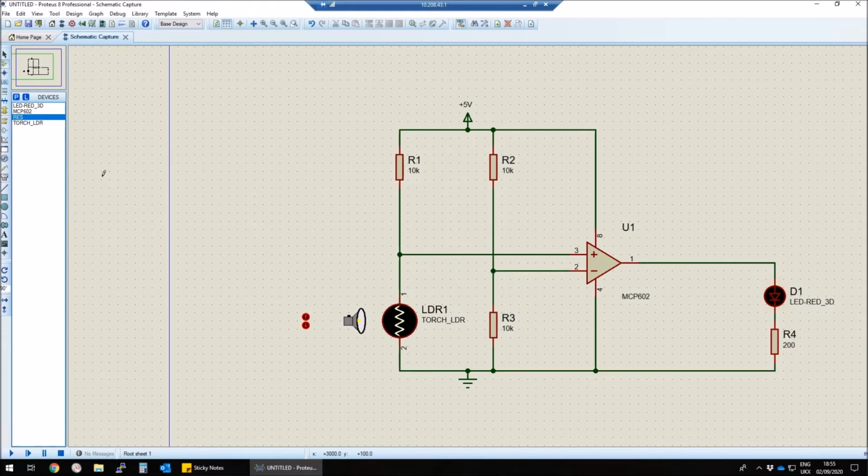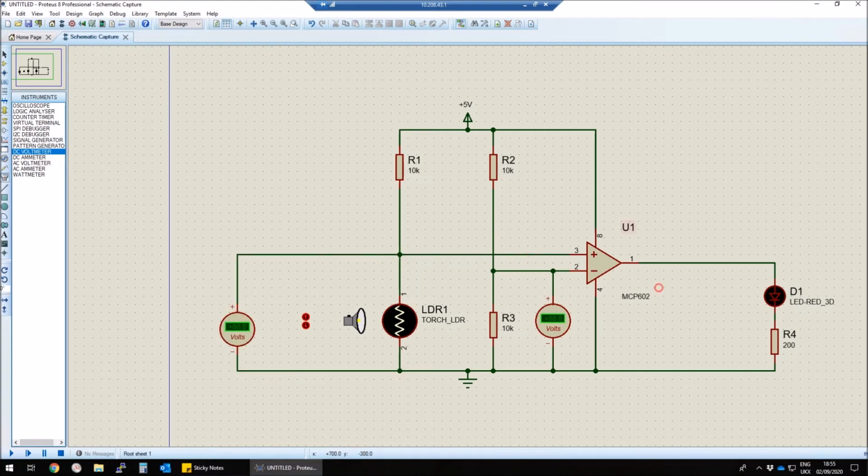DC voltmeters and ammeters are available in the Instruments section. For debugging purposes, I can attach a DC voltmeter to both inputs to observe how the voltage changes when the light level is adjusted. I will also attach one to the output to see how the voltage behaves. Simulate the circuit by pressing the play button at the bottom left. The meters will now display values.